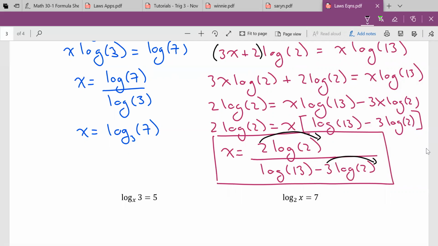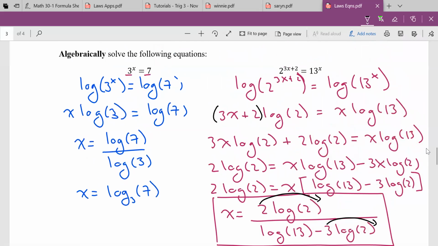All right, so let's look back at these two. The unknown was in my exponent. I couldn't make the bases the same. I had to use a logarithm.